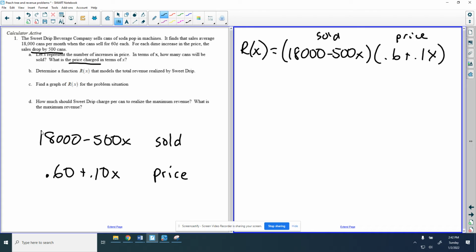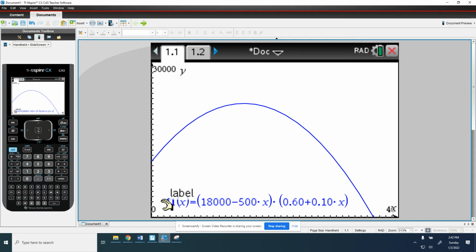All right. In part C, it says to graph R of x for the problem situation. I don't really even need a graph, but I'm going to go ahead and put this on my Inspire since they told us to. And so I graphed 18,000 minus 500x times 0.6 plus 0.1x. There again is my number of cans sold times the price. My independent variable is the number of increases. I looked at this 18,000 minus 500x. Well, if it was 20,000 minus 500x, if x were 40, that would have given me a 0. And so I just went out from 0 to 40.